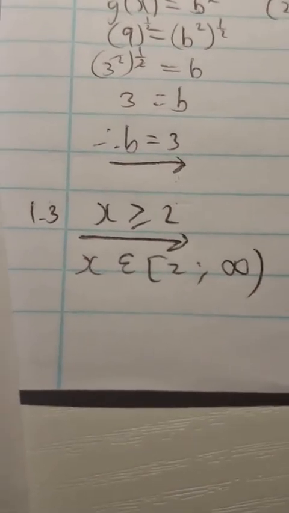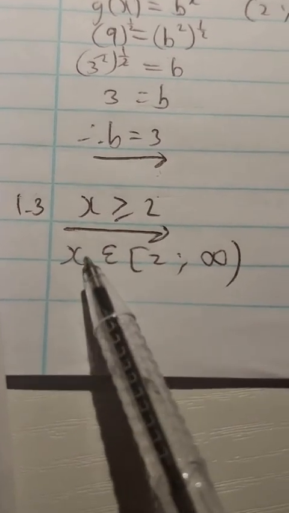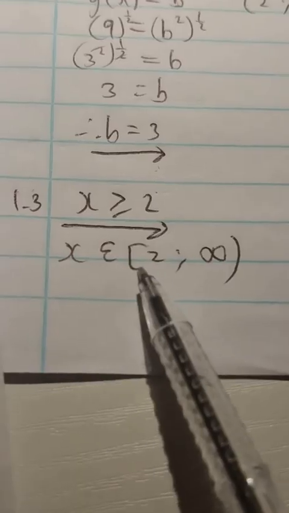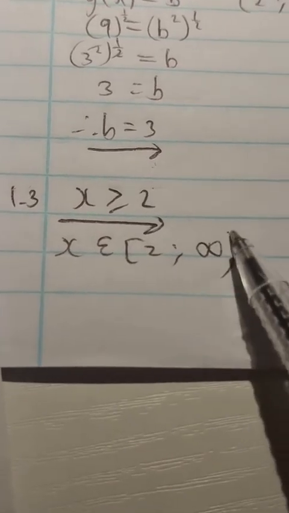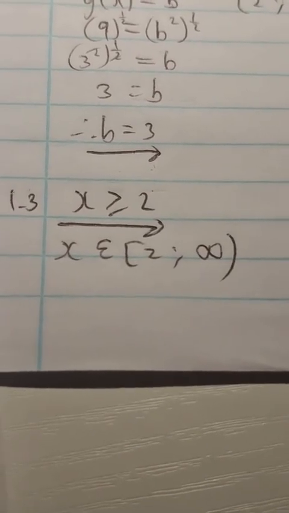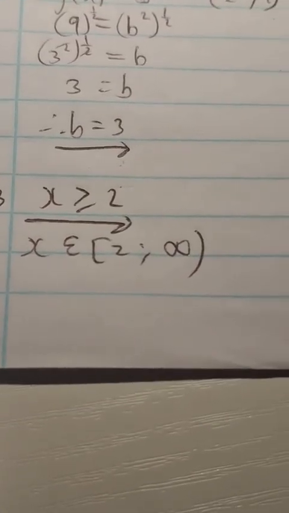Or to write the answer differently, as Kamukhelo has said, we could say x is an element of, we include 2 to what? To infinity, open brackets. Very good, Kamukhelo. Very proud of you. Okay, very nice.